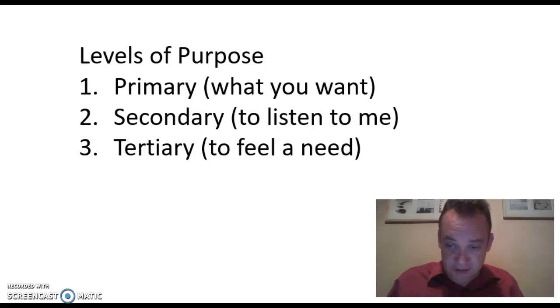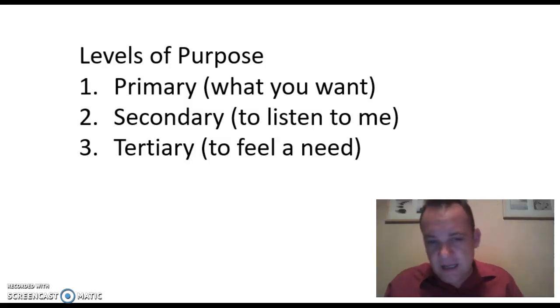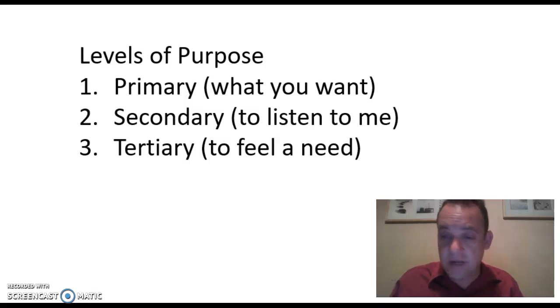And then your tertiary purpose, your third purpose, is that you want them to feel something. You want them to feel a need to take action to bring about your number one purpose, what you want. Okay, so that's just a little bit on purpose.